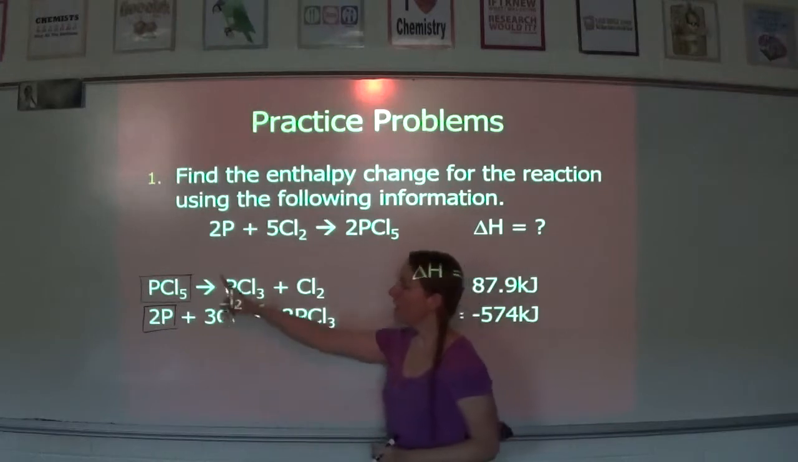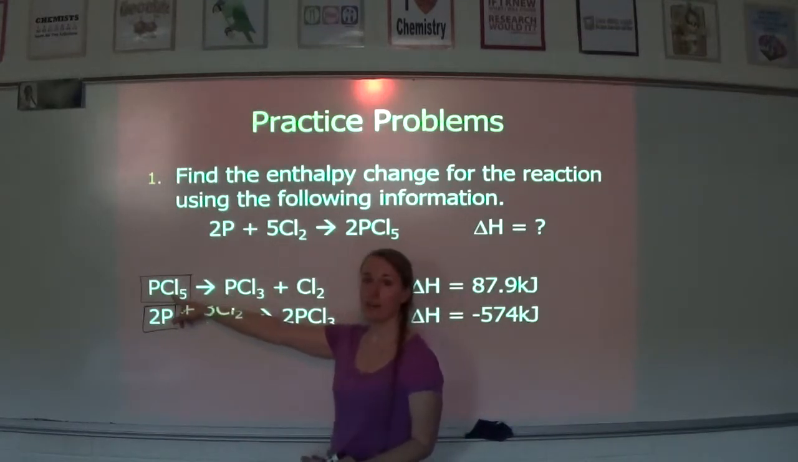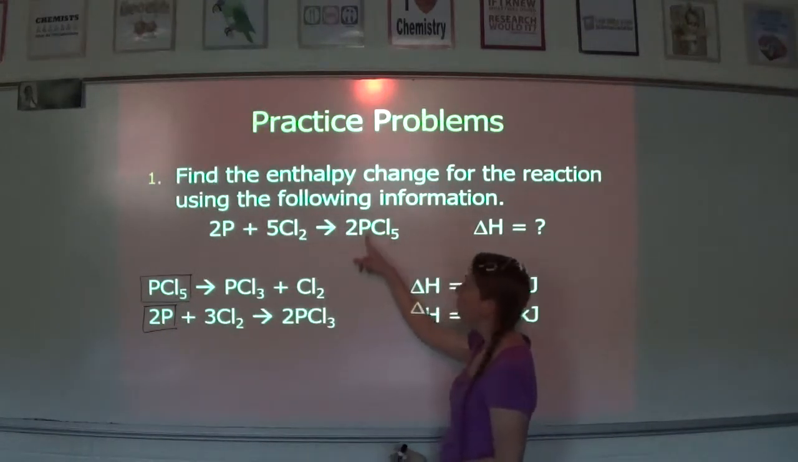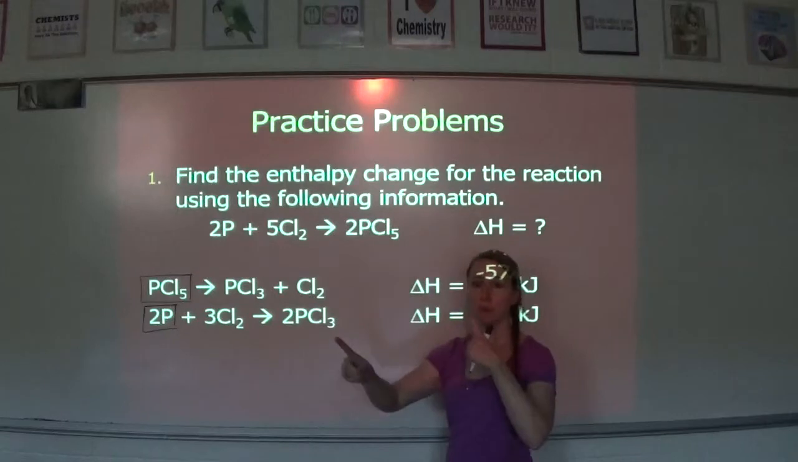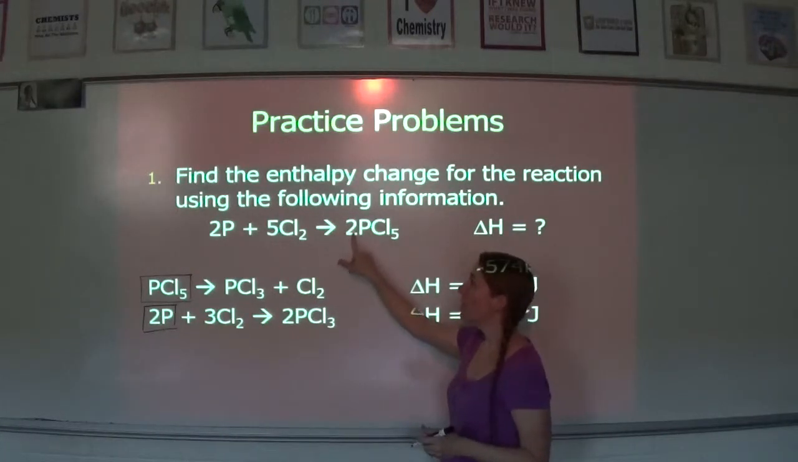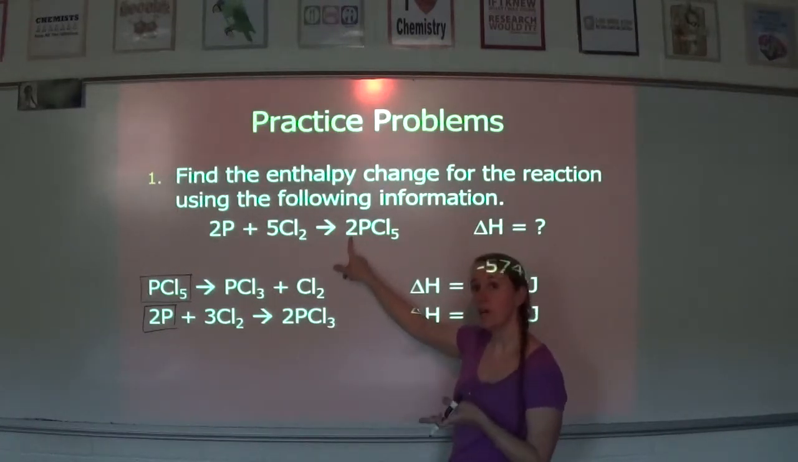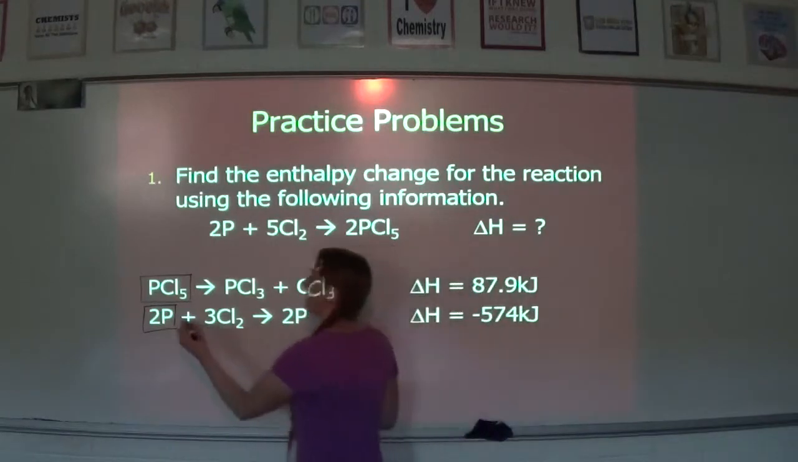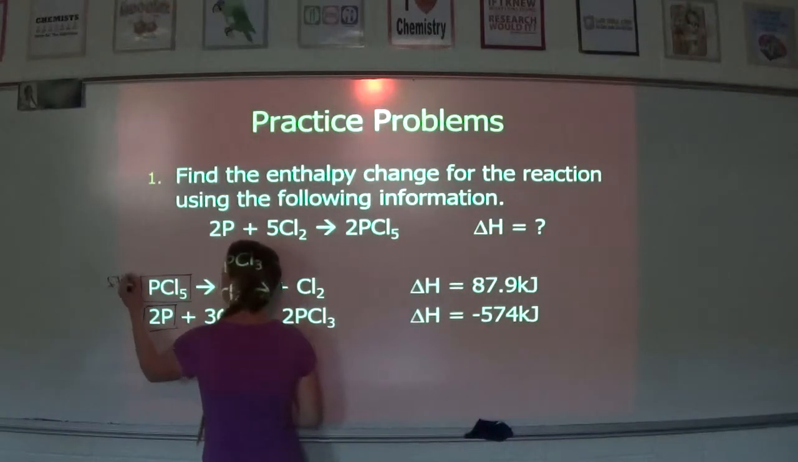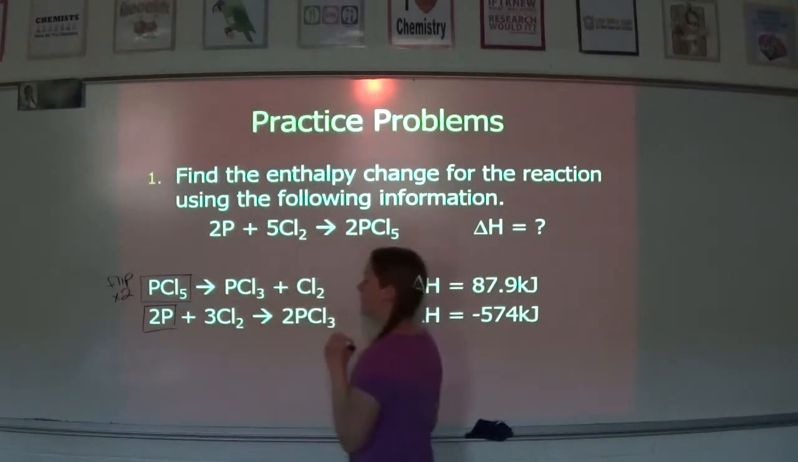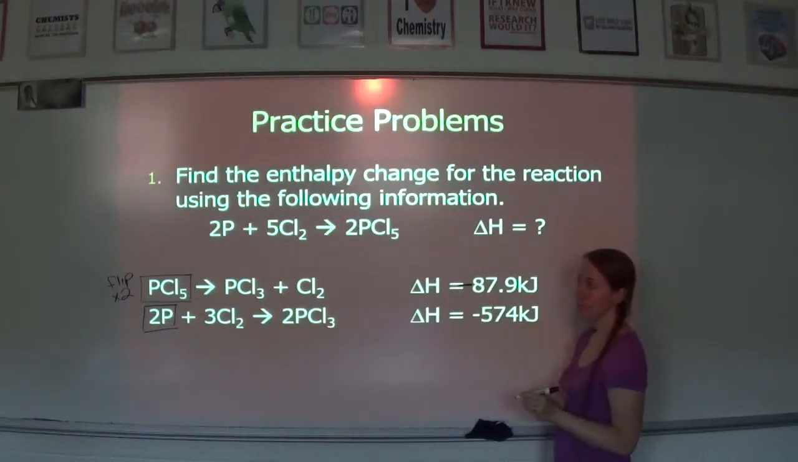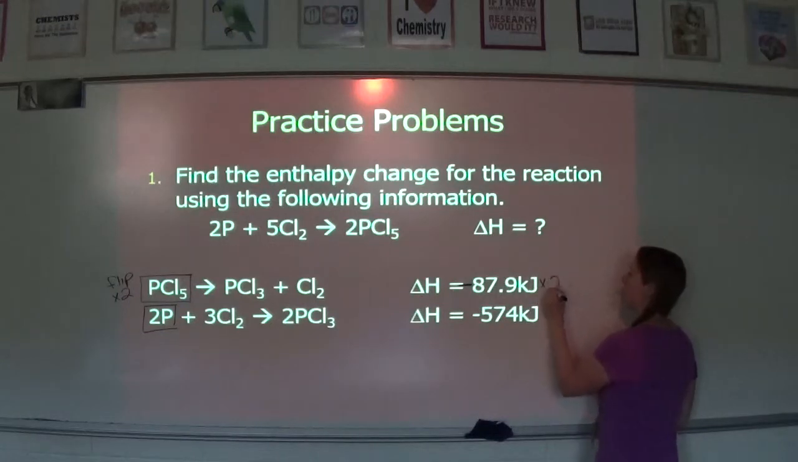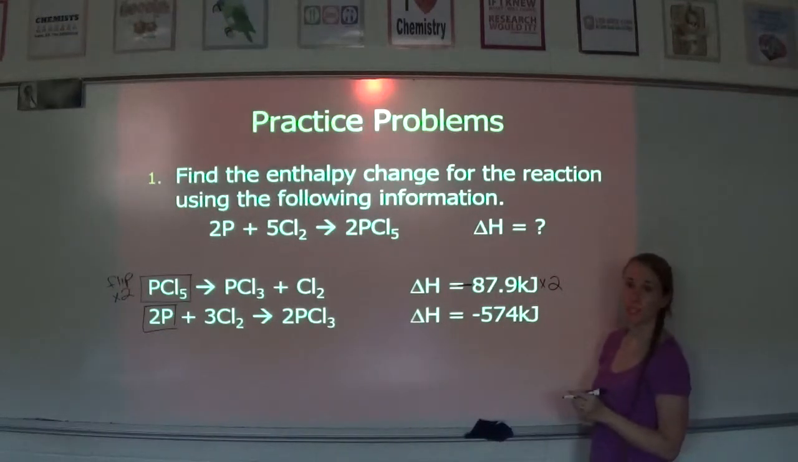All right, so I have one PCl5 as a reactant. I want two PCl5s as a product. So I'm going to have to do two things to this reaction. One, I'm going to have to flip it to get it on the product side, but I also somehow have to turn it into 2. So I'm going to multiply it by 2. Okay, so I'm going to flip and multiply it by 2. If I flip it, that changes the sign, so now this will be negative. If I multiply the reaction by 2, I also need to multiply delta H by 2.